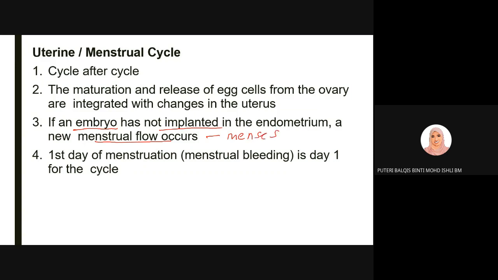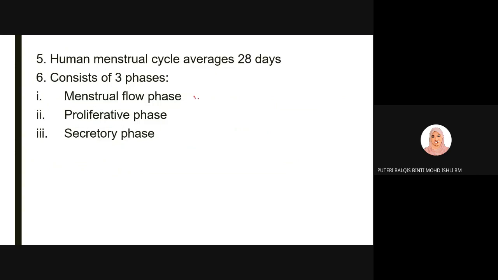First day of menstruation, day 1 period, itu dah start fasa pertama, iaitu menstrual flow phase. Day 1 until day 5 to 7 days. Ikutlah awak punya hari awak period berapa. Boleh jadi 5, boleh jadi 7, paling sikit 5 lah. 5, 7 ataupun 8.